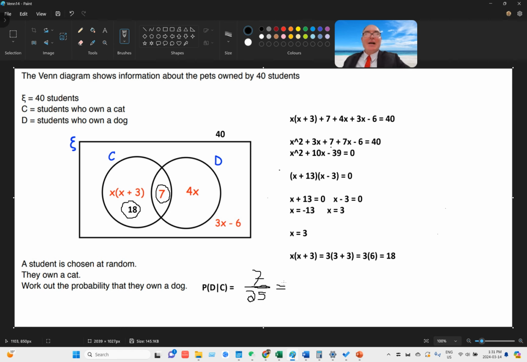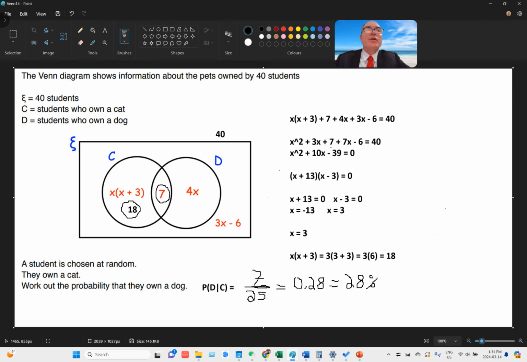I'm going to get out my calculator. 7 divided by 25 is 0.28. I probably didn't need a calculator for that, but I used it anyway. 0.28, and we could also write that as 28%. Let's take that as good enough for today.